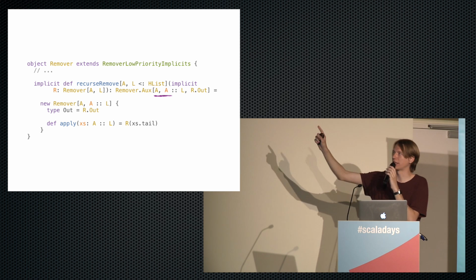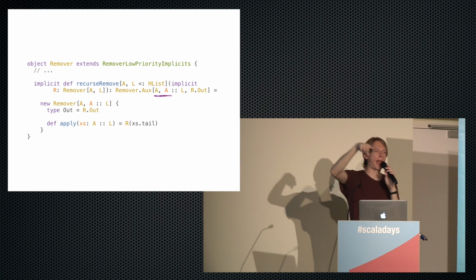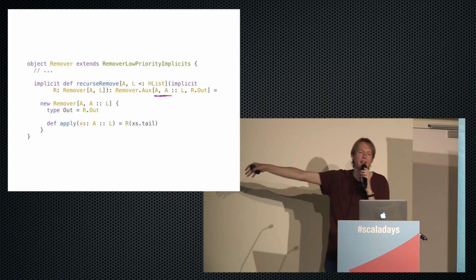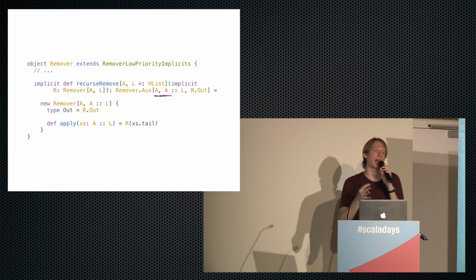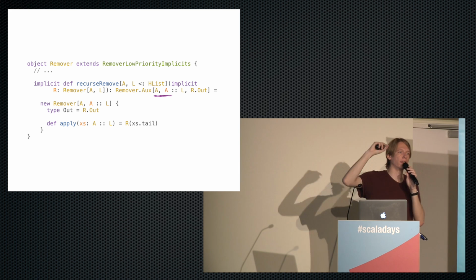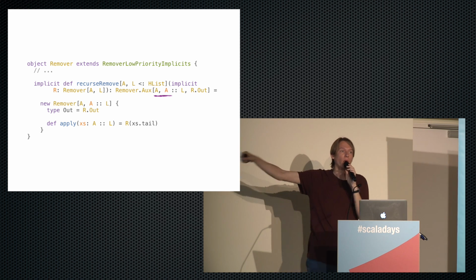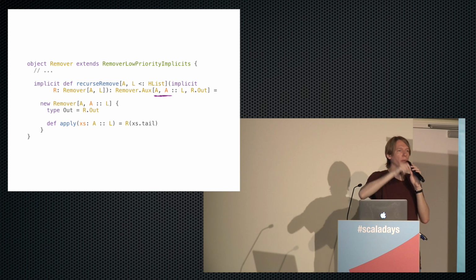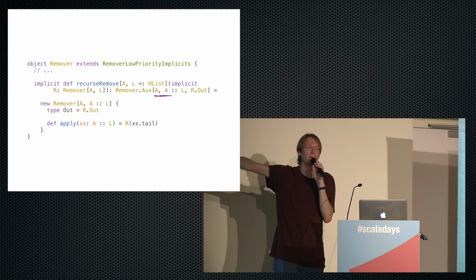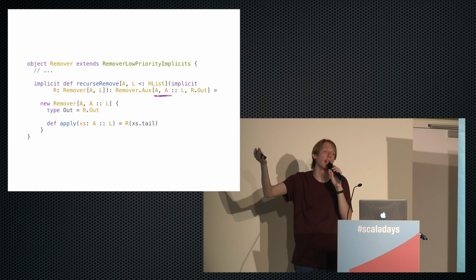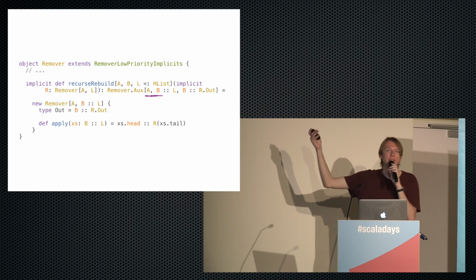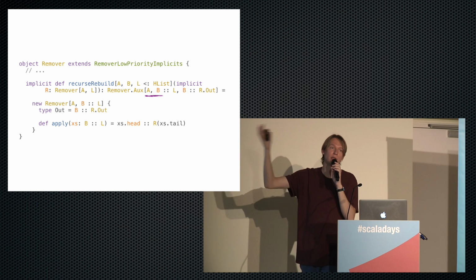So what we're saying here is we're declaring a remover for type A on some list that starts with type A and has a tail that's L. And then the return result is the output of removing from the tail, which is what you would expect, right? If you're trying to remove some element and you find it in the list, you remove it from the list, and then you remove it from the tail, and the return result is the remove from the tail. The third case that we have is the recursive rebuild, where we have two types, A and B.